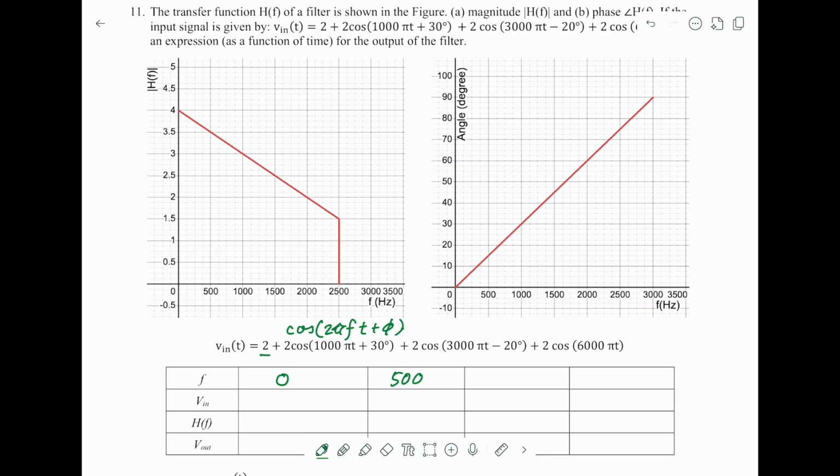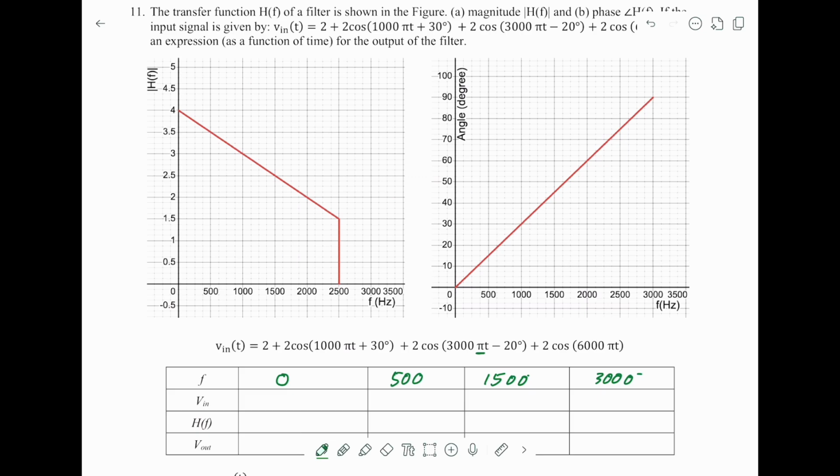And the same argument here, because this is already a pi, all you need to do is divide the 3000 by 2. So the third term frequency is 1500, and the fourth term, the frequency is 3000. Now at each frequency, we're going to write down the amplitude and the phase of each term.